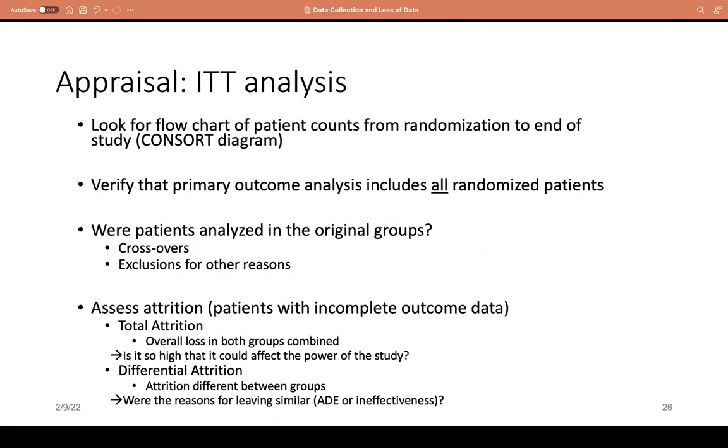Okay, in this CONSORT diagram you do want to look at attrition. You can look at total attrition, which is just the total number of people who were lost in both groups. Was it really high? Was there a large number? And then you also want to look at differential attrition, whether or not it was different between the two groups, and why. What were the causes for the attrition? Were the reasons similar, or was it something that might be related to the intervention, like an adverse drug event or the treatment being ineffective?